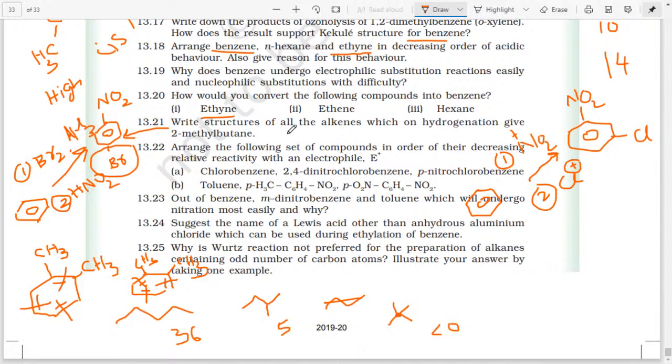Ethyne, yes, acetylene. Ethyne upon passing through a red hot copper tube or iron tube at high temperature, about 600 degrees centigrade or 873 Kelvin, you are going to get benzene. Ethene, simply this is CH2=CH2. What you have to do is first make it as acetylene. How will you make it?